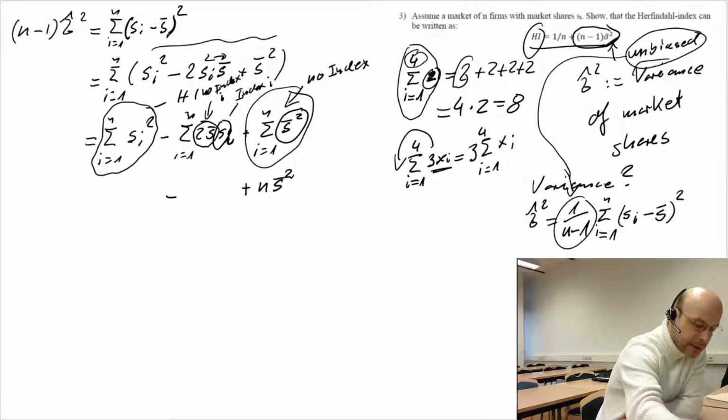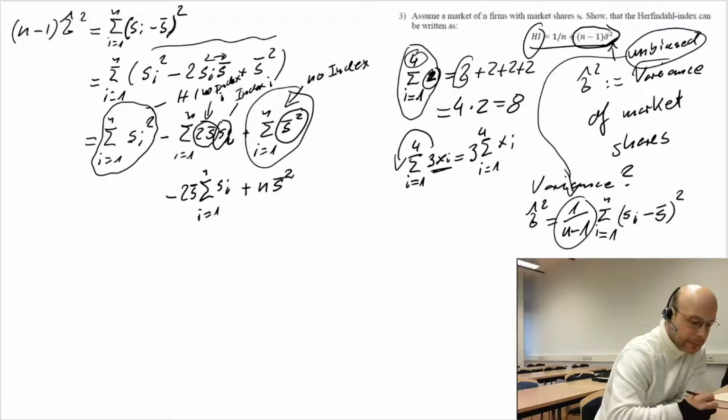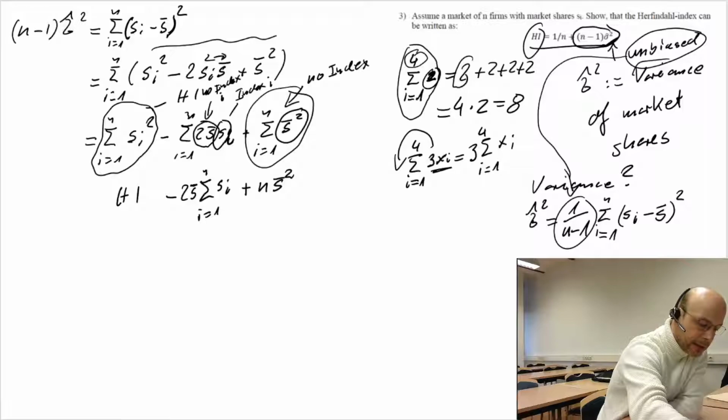So this is then 2 s bar squared times the sum over I equals 1 of si. And here we already identified the Herfindahl index.